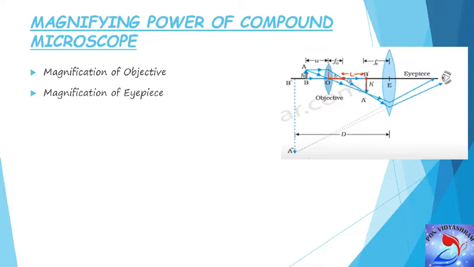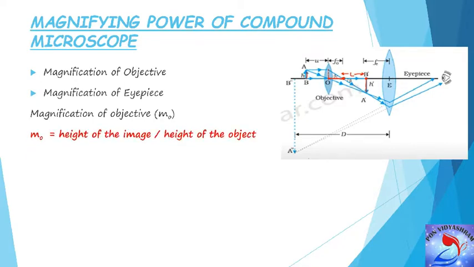First we will find the magnification of the objective, that is MO. In general, we know magnification is the height of the image to the height of the object. The same thing applies here also. So the magnification of the objective is equal to the ratio of the height of the image to the height of the object, that is H dash by H. So I have written MO is equal to HI by HO is equal to H dash by H. This is going to be the first equation.